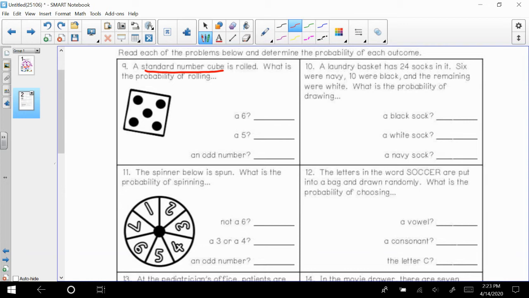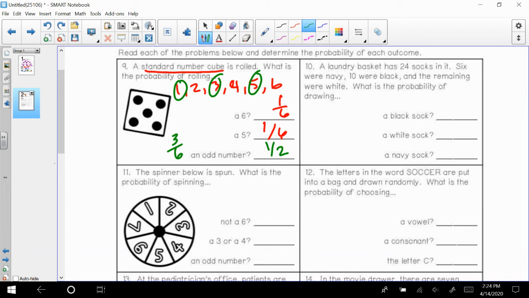So again, we're trying to make sure that we list out all of our possibilities. 1, 2, 3, 4, 5, and 6 are all of our possibilities. There's 6 chances total. And you want to know what's the probability of rolling a 6? Well, it's just a 1 out of a 6 chance. What about rolling a 5? Again, 1 out of 6. Odd number, our odd numbers are 1, 3, and 5. So that's 3 out of 6, but we're going to simplify that when we report it as our answer. So you have a probability of 1/2 of rolling an odd number on a standard number cube.